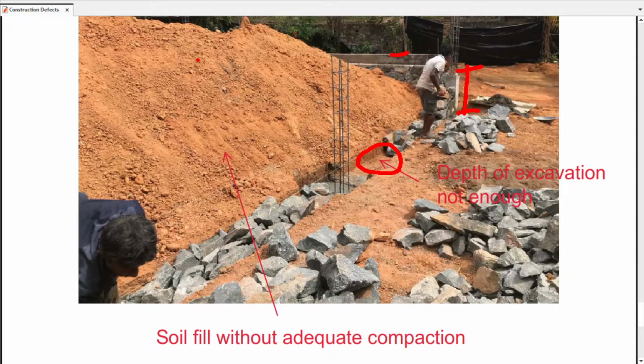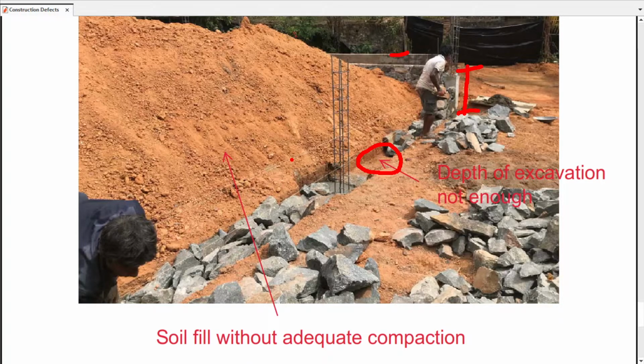In addition, you can see here a very high soil fill is there. They have not compacted it, they have just filled it there. This is also not good practice. You have to fill the soil properly. You have to do the compaction properly.